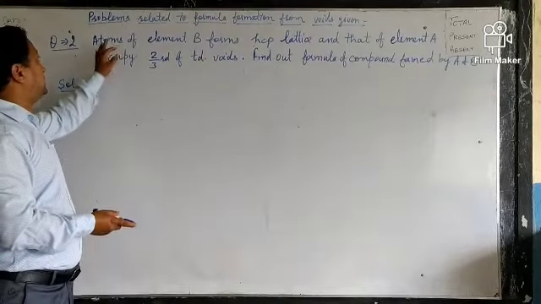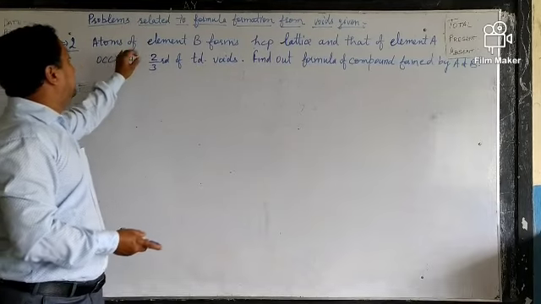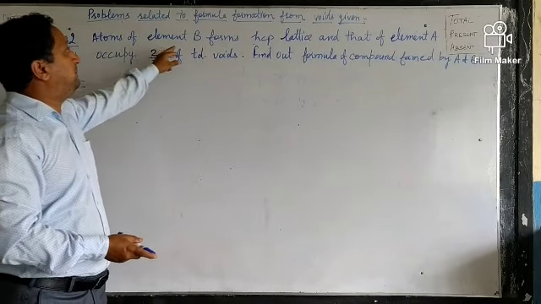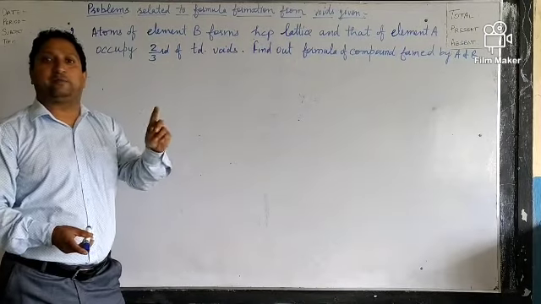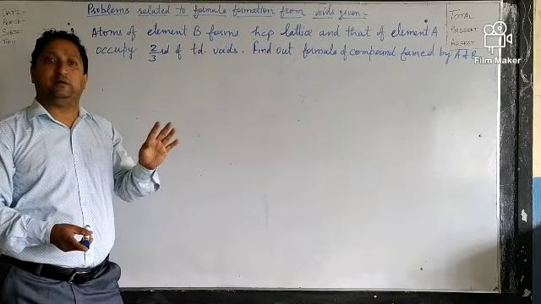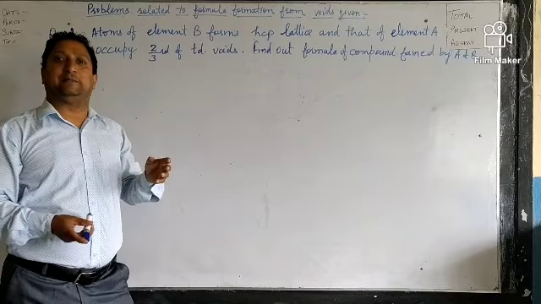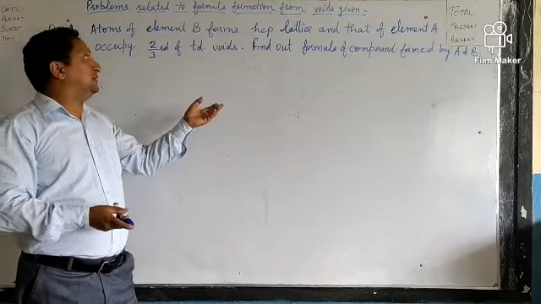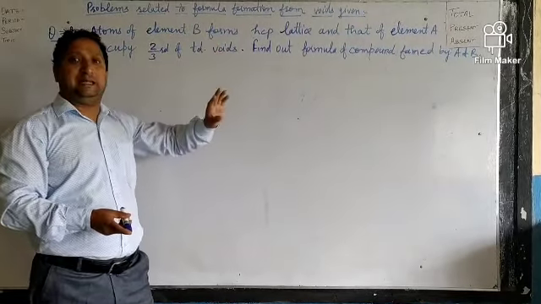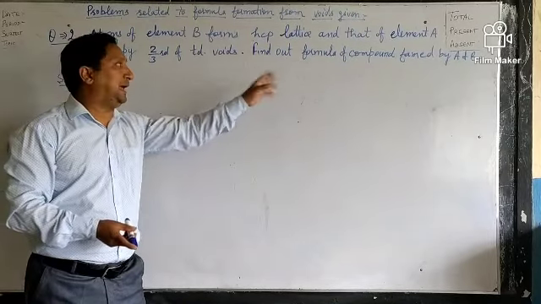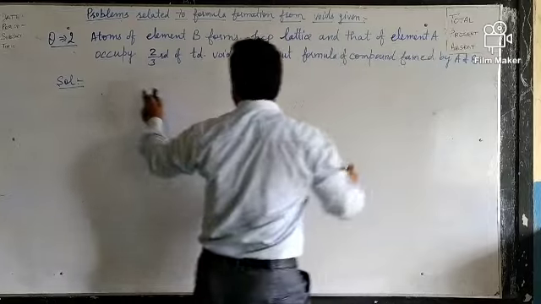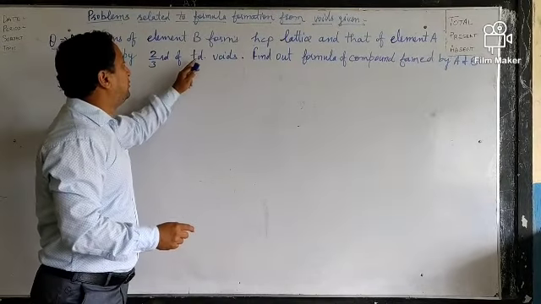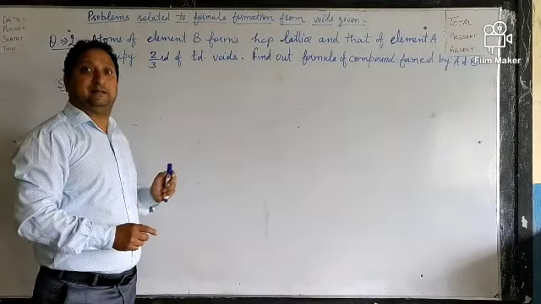This is the second question, in which atoms of element B form an HCP lattice. Now we are forming the HCP lattice. So what we will do? We will consider that the number of atoms of B in the HCP lattice is equal to n. First assumption. Then element A occupies 2/3 of tetrahedral voids.